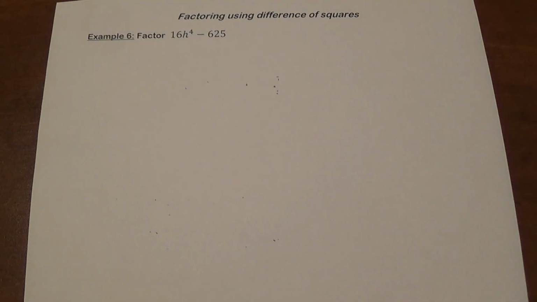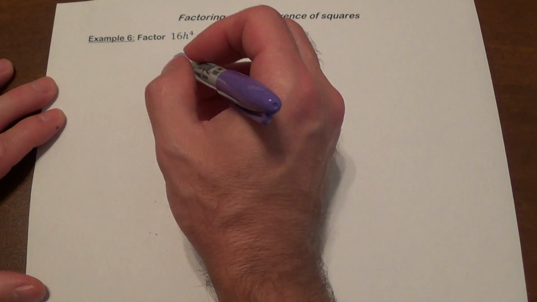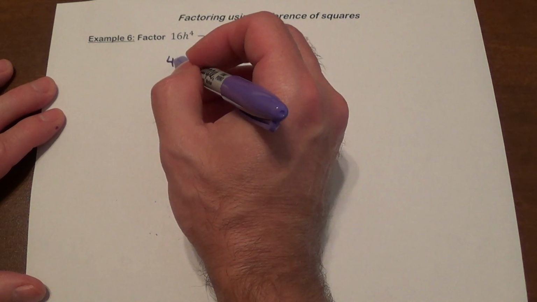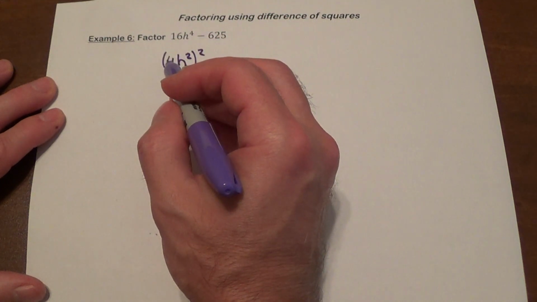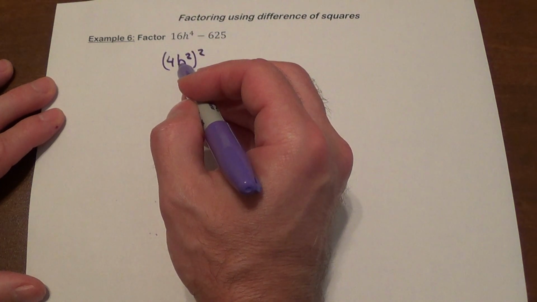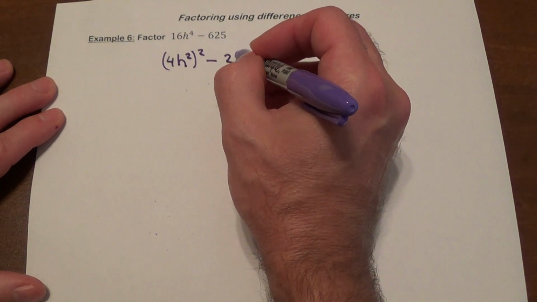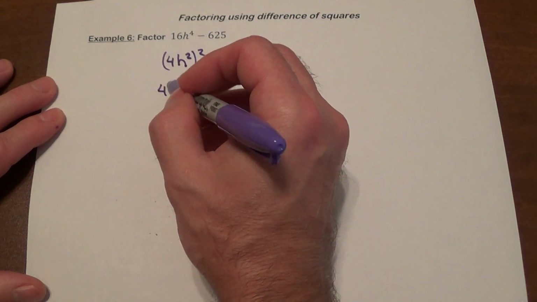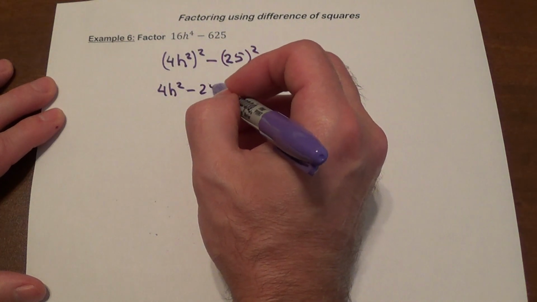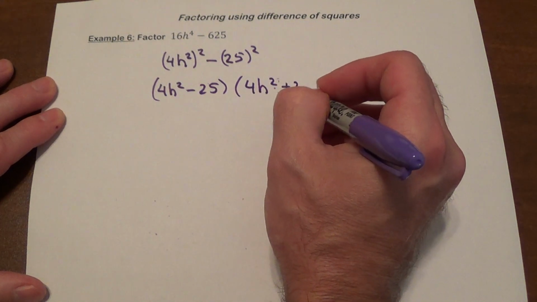There's one problem that I want to show you where you have a situation when you can extend it further. So you want to see something squared minus something else squared. So 16 is 4 squared. h squared, if you write it like this, you can see that it's 4 squared, which is 16. h squared squared will give you h to the 4th. Minus 625 is 25 squared. So I can write that as 4h squared minus 25 times 4h squared plus 25.